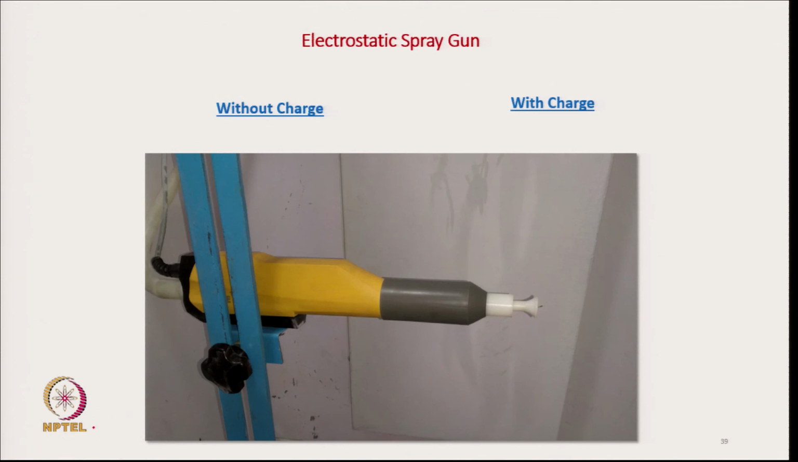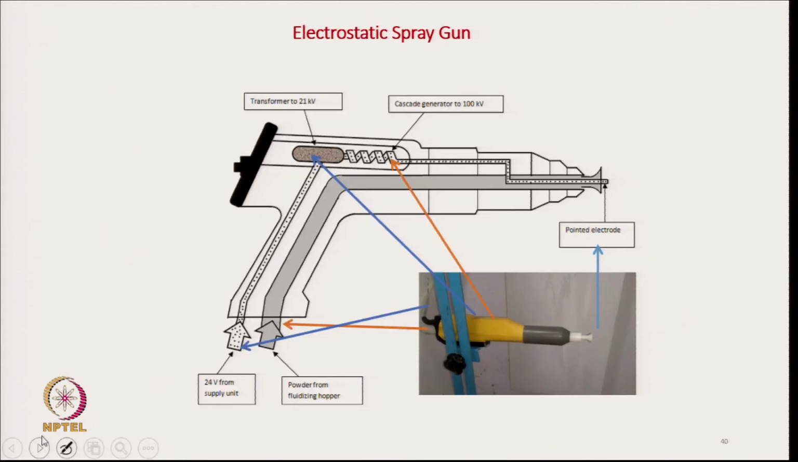This we have already seen, the electrostatic spray gun. At the tip of the spray gun there is a voltage. 30 to 100 kilovolt can be used, and we can change it accordingly. Here the supply is 24 volt, and with the help of a transformer it is increased up to 100 kilovolt. It is a very high voltage, which helps in charging the particles.